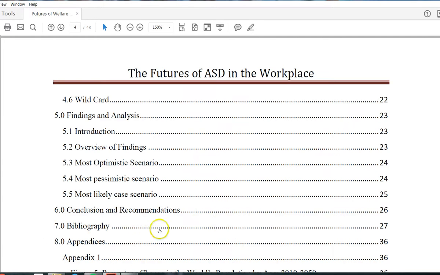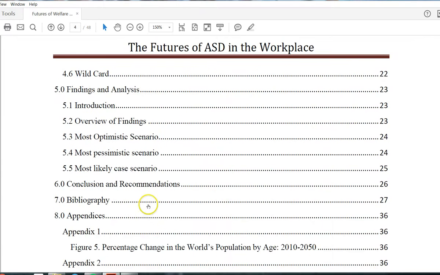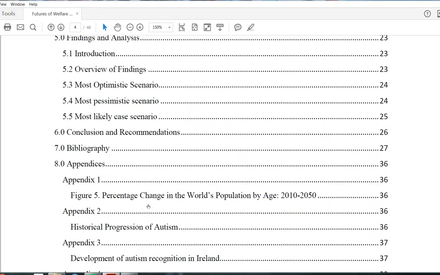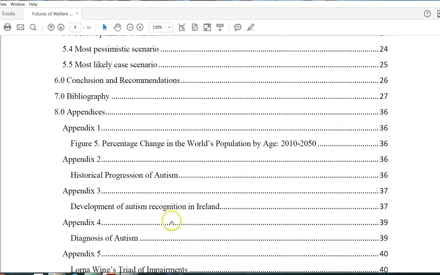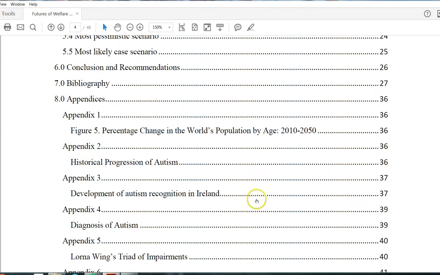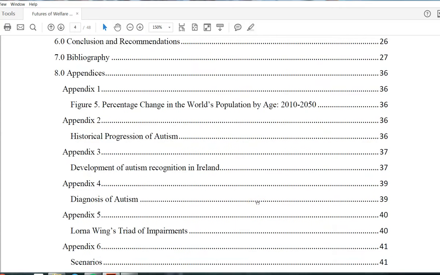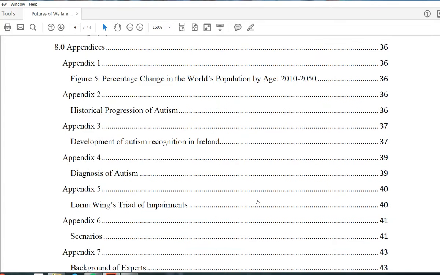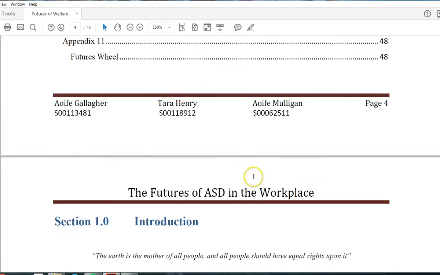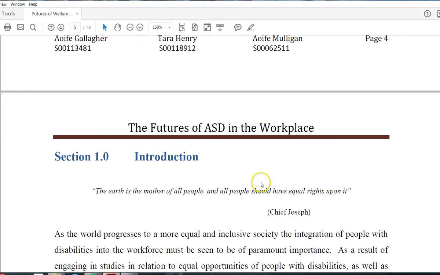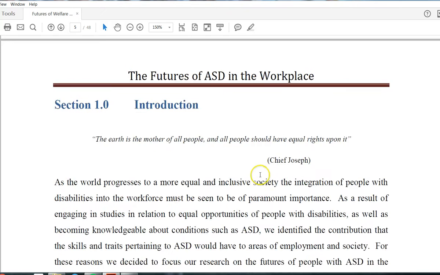They provide a bibliography, and then they provide appendices. And you can see the extent of the sorts of issues that they incorporate into their appendices. So Appendix 1, percentage change in world's population. Appendix 2, historical progression of autism, development and recognition in Ireland, diagnosis of autism, etc., etc. So look, just to quickly scan through that then, you'll see precisely how they went about producing their work. So section 1.0, an introduction.